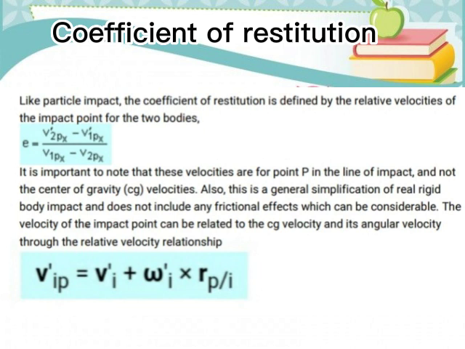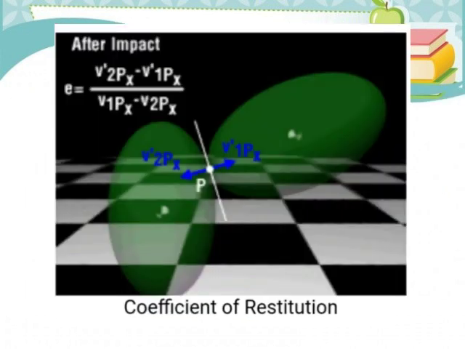Also, this is a general simplification of real rigid body impact and does not include any frictional effects, which can be considerable. The velocity of the impact point can be related to the CG velocity and its angular velocity through the relative velocity relationship. So we have here the equation for the coefficient of restitution. This is the diagram of the coefficient of restitution, which we have the formula of after impact. The first diagram is before the impact, and now this is the after impact of two bodies.